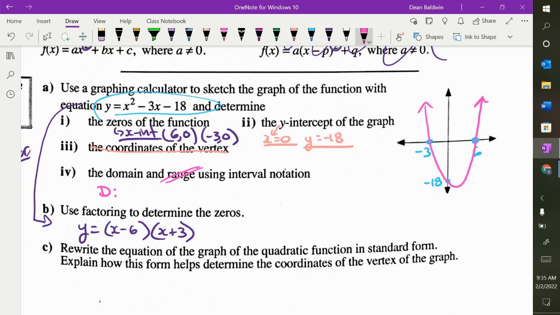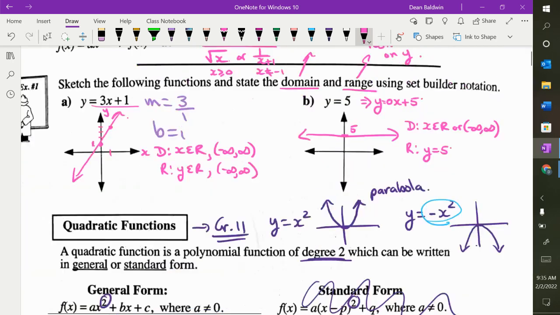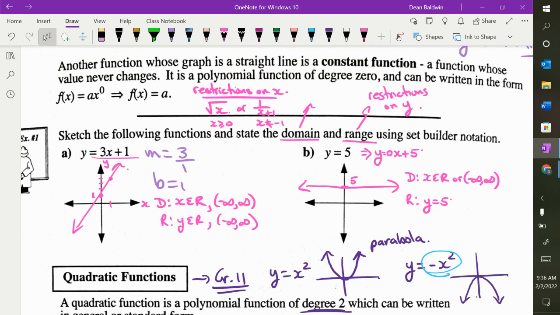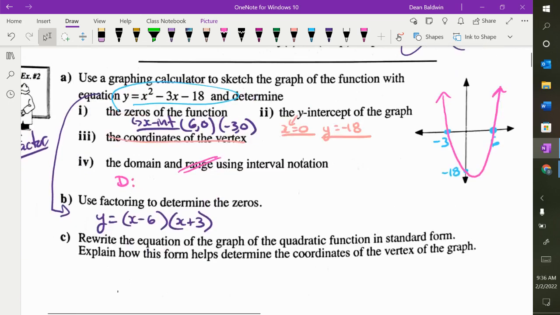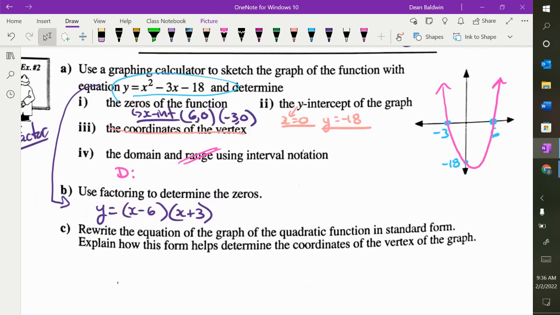Why is it x is an element of the real numbers? It opens up, so there's no restriction to it. Yes. Remember what I said up here? You have domain restrictions if you have a square root with an x inside of it, or you have x in your denominator, in the bottom of the fraction. We do not have any of those in our equation, therefore it is x is an element of the real numbers, or negative infinity to positive infinity.